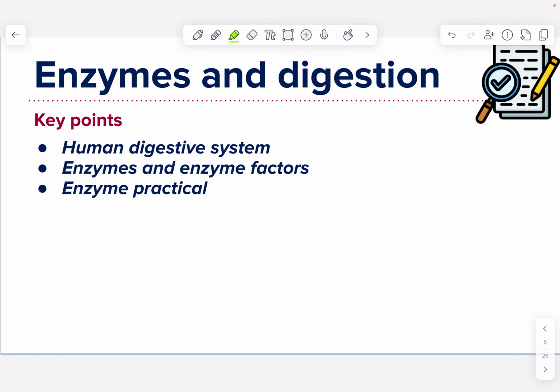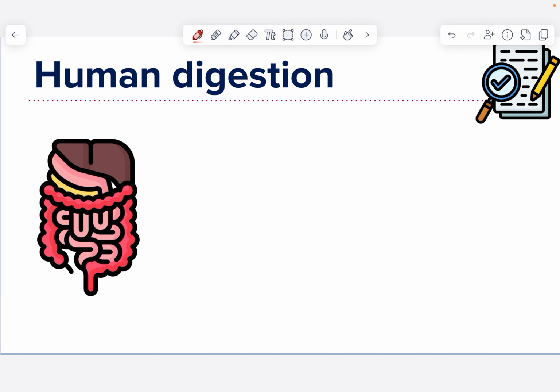So I'd say the key focus of this session really is to look at the human digestive system, to focus on the structure and function of enzymes, and then look at some enzyme practicals, and then of course finish with some past paper questions. So, in terms of the human digestive system, you should be able to start from the very top and make your way down.